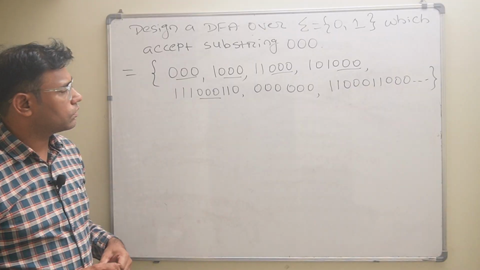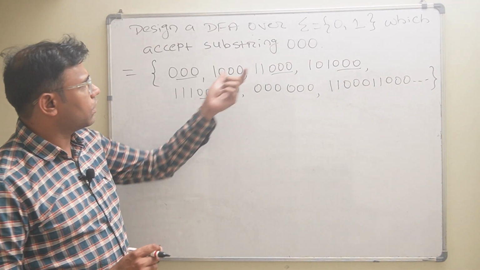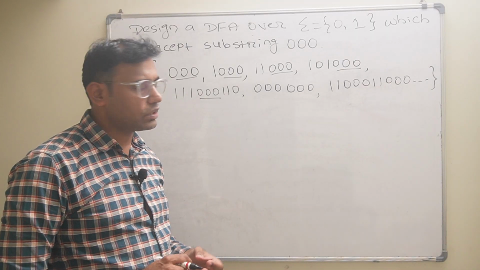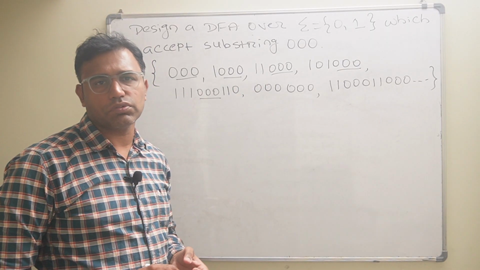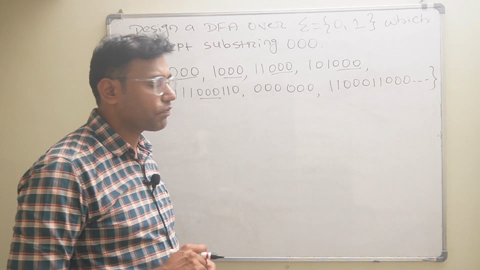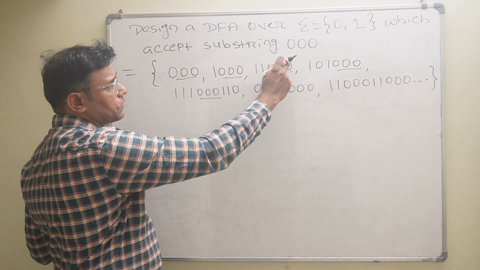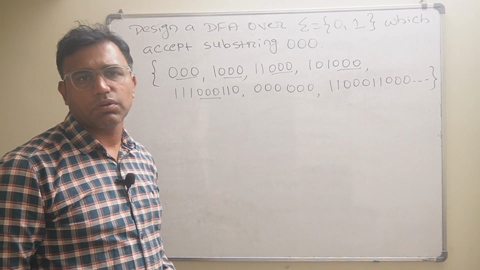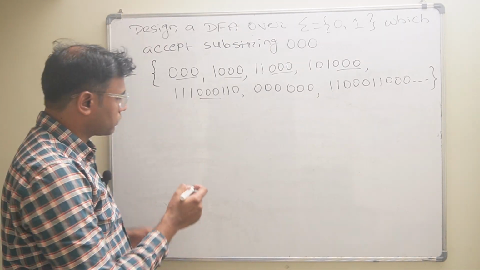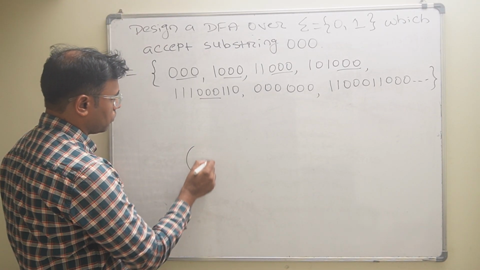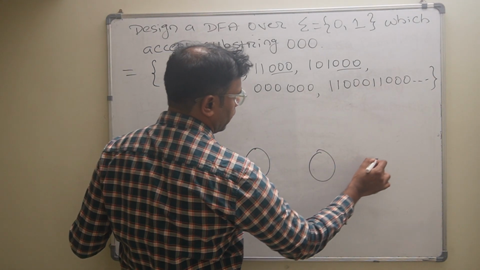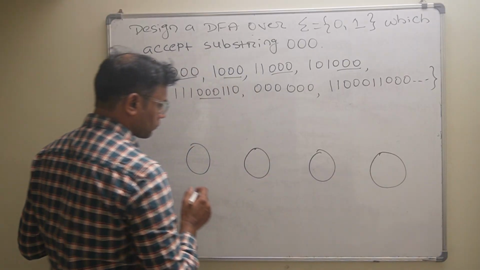So you can note down one point: in this type of question, the total number of states will be the length of the substring plus 1. So what is the length of the substring? The length of the substring is 3, so it will be 3 plus 1, 4. So there will be a total of 4 states. First of all I will draw 4 states, 1, 2, 3 and 4.